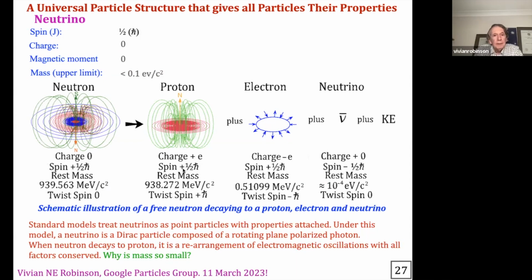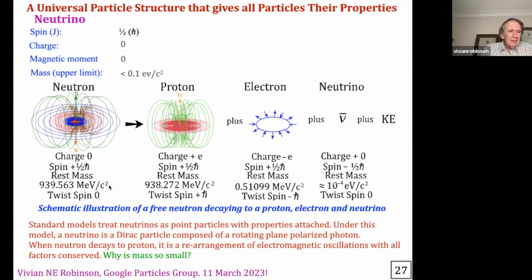Spin goes from plus h bar, gives plus h bar, which is 1 h bar too many. And therefore you have to have a spin minus half h bar. All other things are conserved. The standard model treats neutrinos as point particles with properties attached. Under this model, a neutrino is a Dirac particle composed of rotating plane polarized photons. And when neutrons decay to protons, it's just a rearrangement of electromagnetic oscillations with all factors conserved.